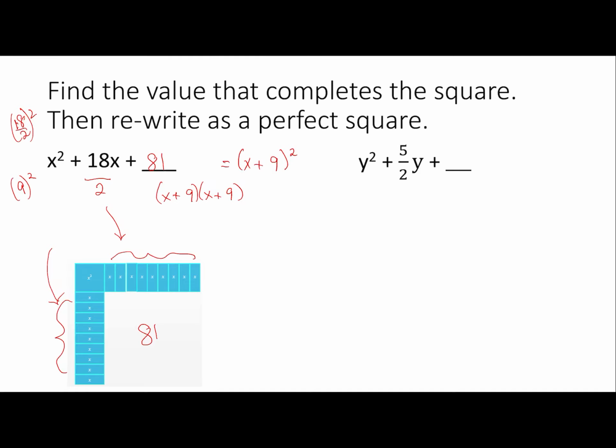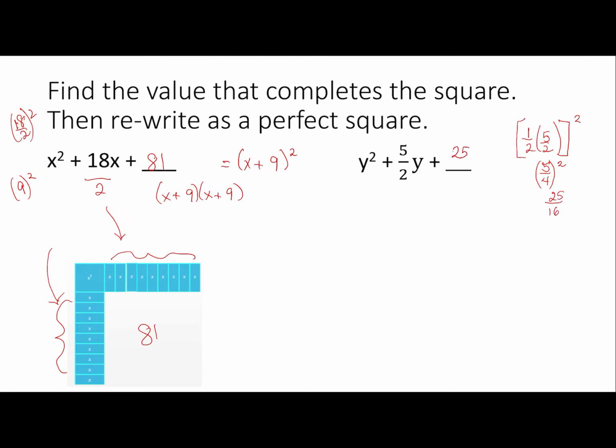Sometimes these problems won't be quite as nice. They won't be able to be modeled using algebra tiles because they're fractional to begin with, and we'll be working with some fractions coming up. So once again, we're going to ask ourselves, what is 1/2 of 5 halves? And then once we have that value, we will square it. So 1/2 of 5/2, 1 times 5 is 5, 2 times 2 is 4. So 5/4 squared, well, 5 squared is 25, 4 squared is 16.